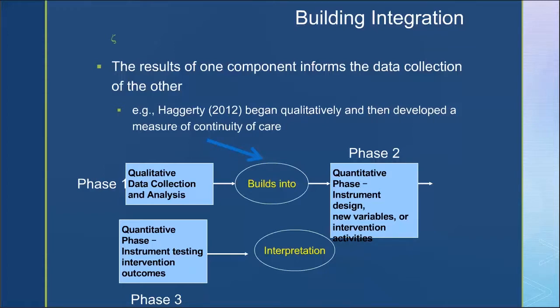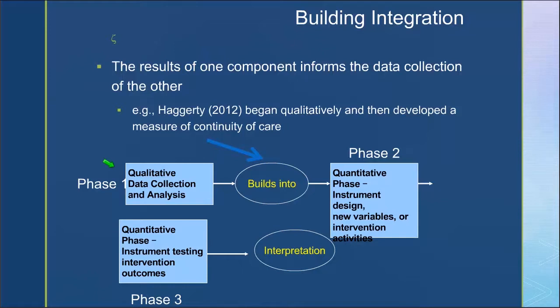Building integration, the third integration strategy that I'll talk about, is when the results of one component are informing the data collection of the other component. So this we most often see in an exploratory sequential mixed methods design, and that's what we have at the bottom here. And I apologize, this cuts off a little bit, but it'll be cleaned up in the slides that we send out a little bit later. I'll make sure that it looks better.